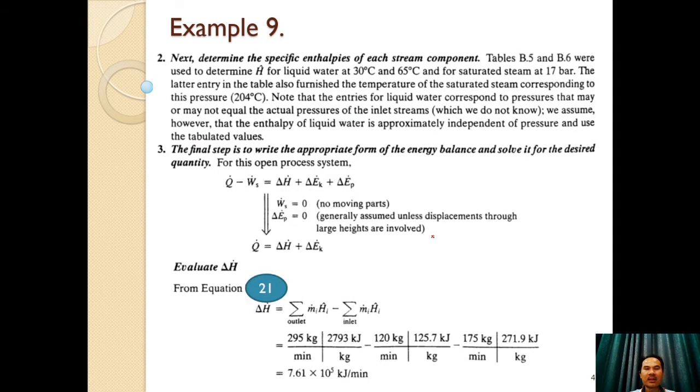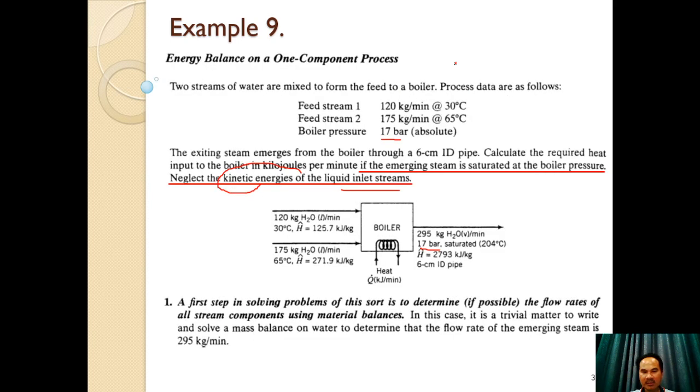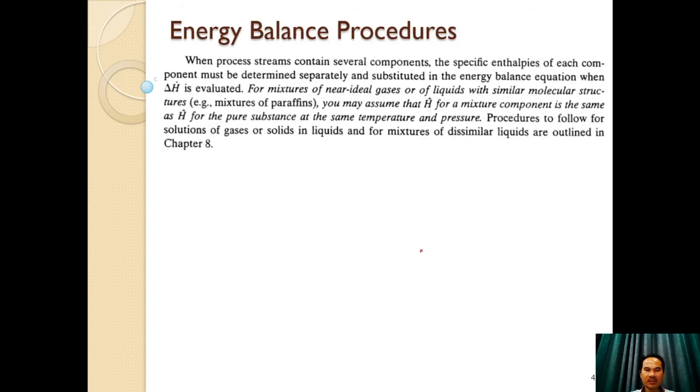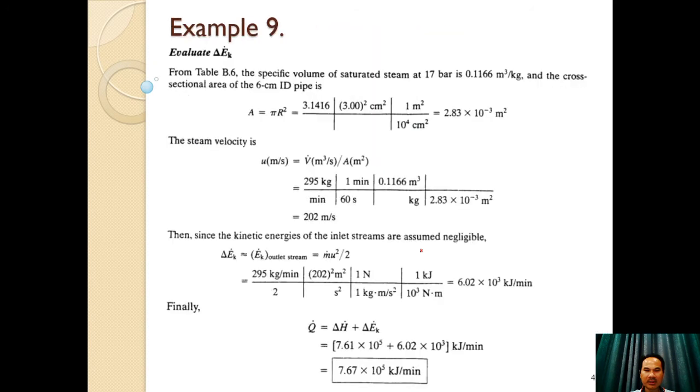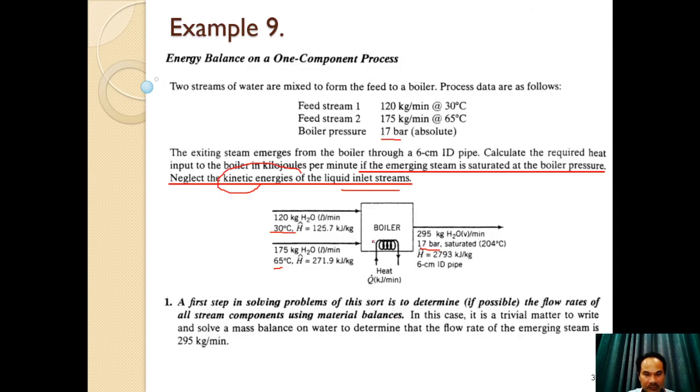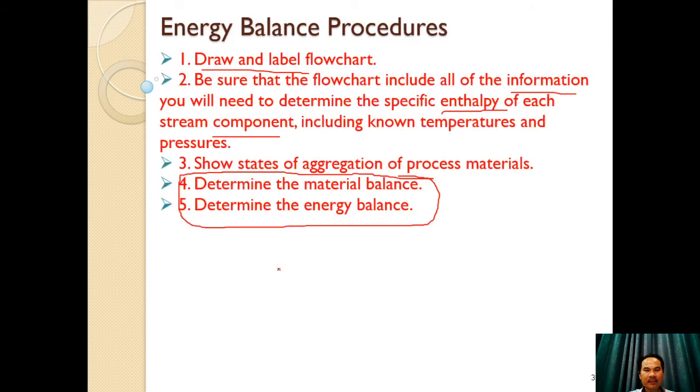The second step, determine the specific enthalpy of each stream. Why can we determine it? Because you know the input condition, like temperature, and the output condition, like pressure. You can determine enthalpy input and enthalpy output. About enthalpy input, I will go back to the table, input at 30 and 65.